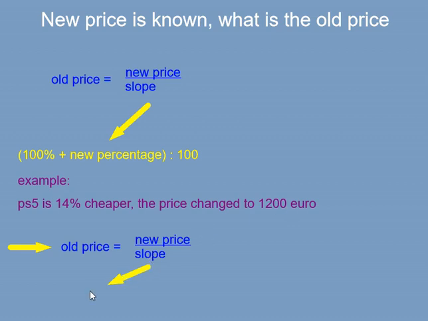Well, first calculate the slope. It's cheaper, so that means it's decreased. 100% minus 14 divided by 100, that means the slope is 0.86. The new price was 1200, slope is 0.86, meaning that the answer now is 1395.35. What really is important with all these questions with percentages: think logical.